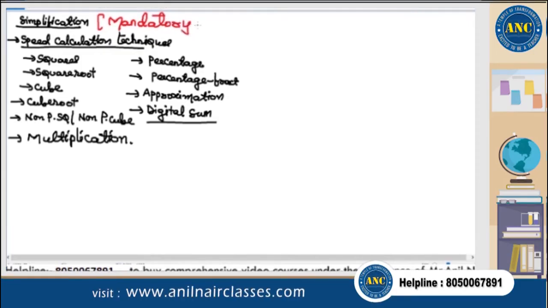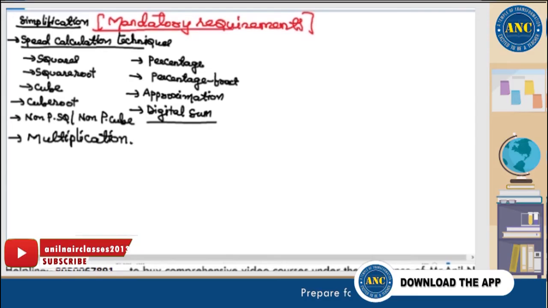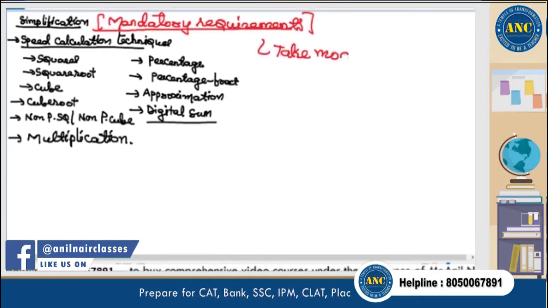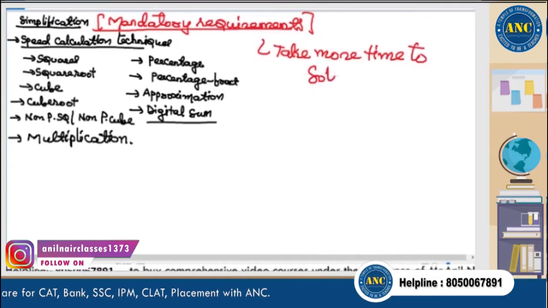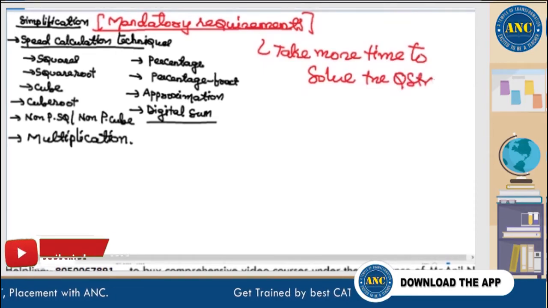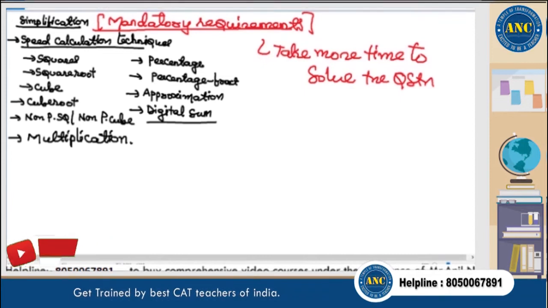These are mandatory requirements. If you do not know any of these concepts, then you will fumble. You will take more time to solve the question, and we are interested in solving the question in seconds. We will solve question by question. Please write down the first question.